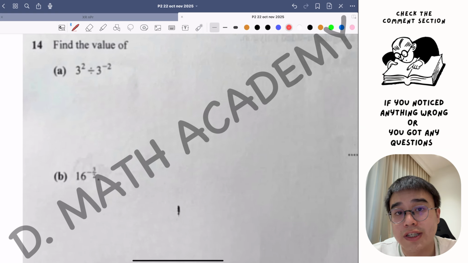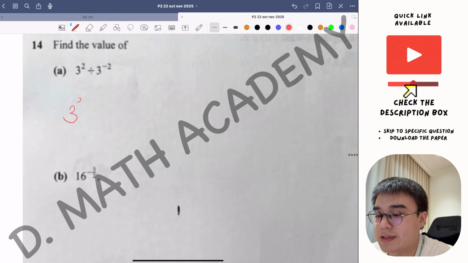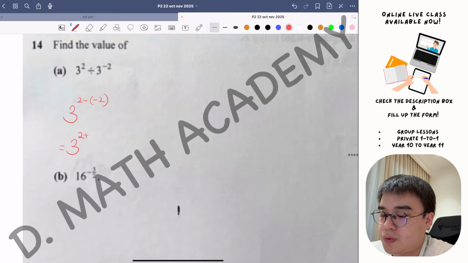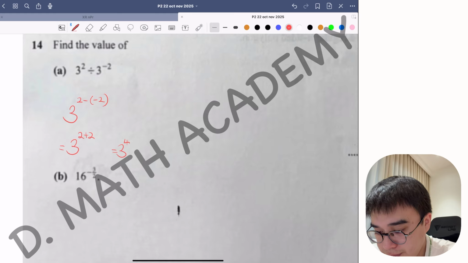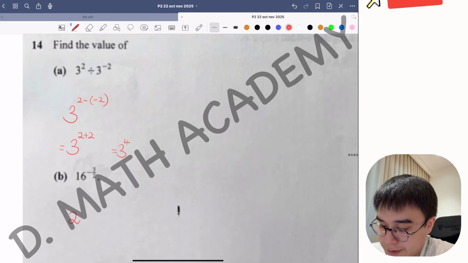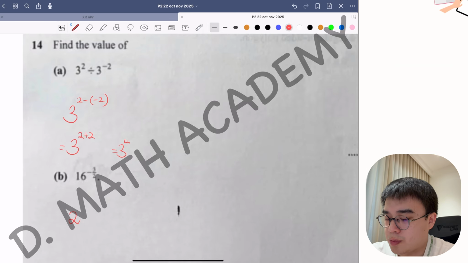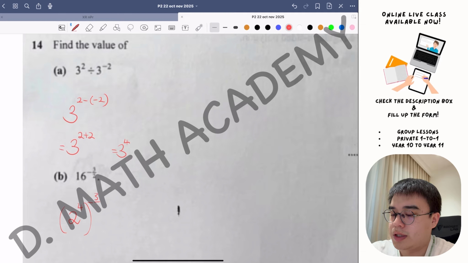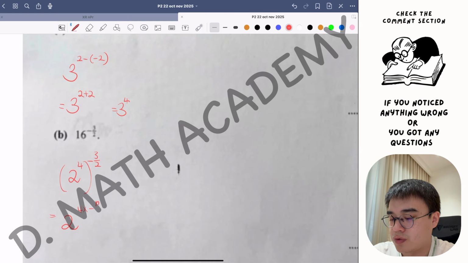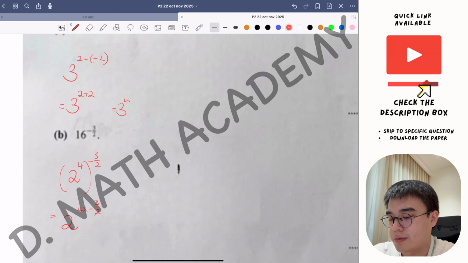All right, question 14, some basic indices here, testing you regarding the division. Divide basically means minus in terms of the power. So just 2 plus 2 will get you 3 to the power of 4. And for question B, to sort it out, I highly recommend you updating the 16 first. 16 is 2 to the power of 4. And then you multiply it out. Do not rush. 4 times negative 3 over 2 first. We adjust it step by step. We have ample time.